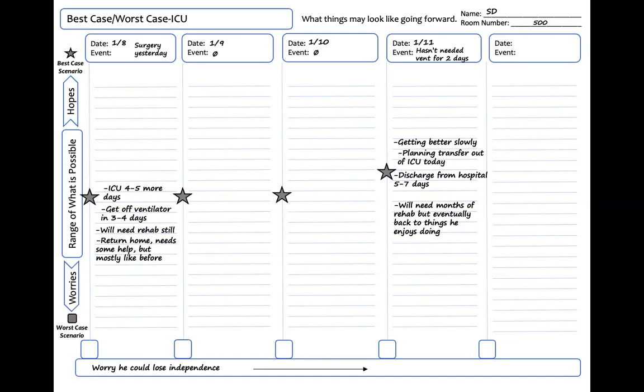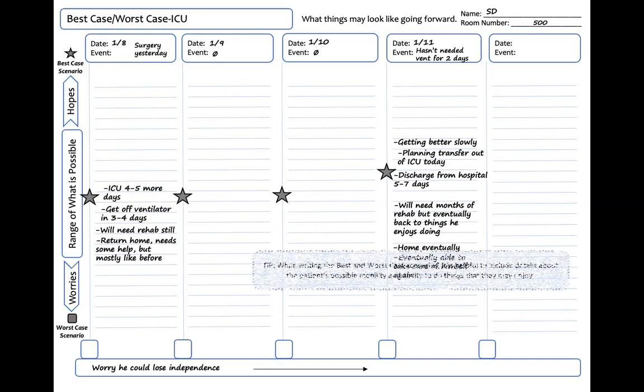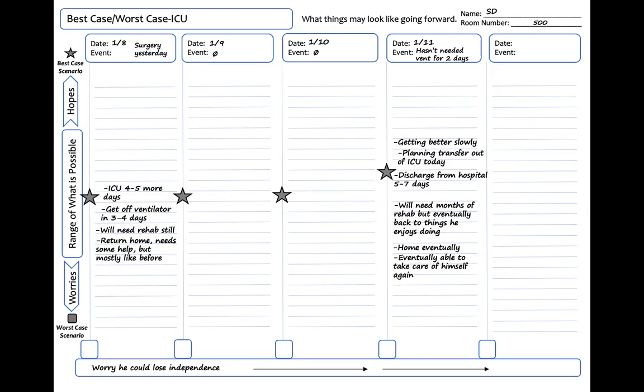He will likely need months of rehab, but eventually we'll get back to things he enjoys doing like cooking, tutoring, and bird watching. We hope he will get home eventually, and we hope he will be able to take care of himself again. As a teaching point, while writing the best and worst case scenario, it is helpful to include details about the patient's mobility and ability to do things that they may enjoy. His worst case remains the same, so I draw an arrow over.